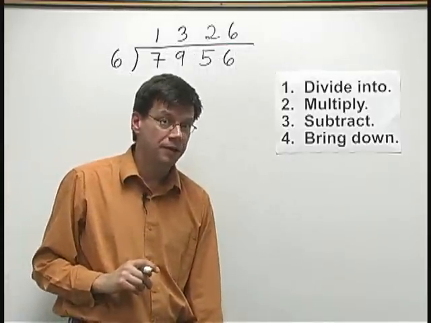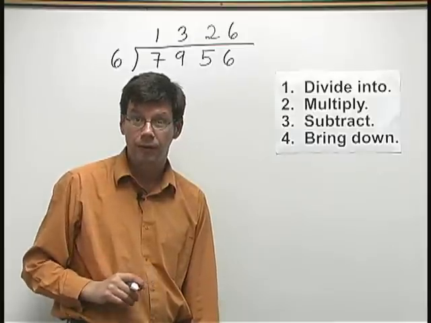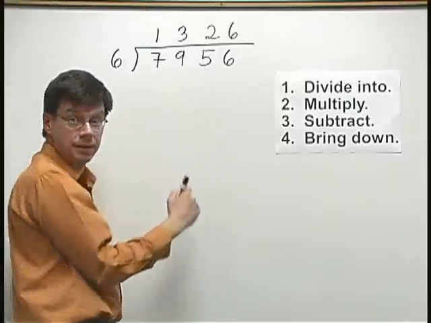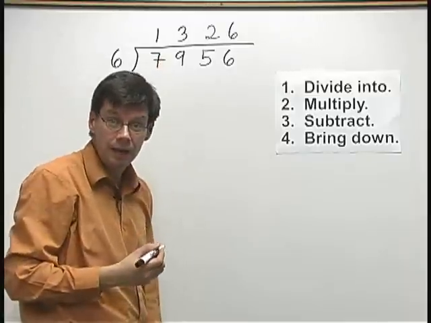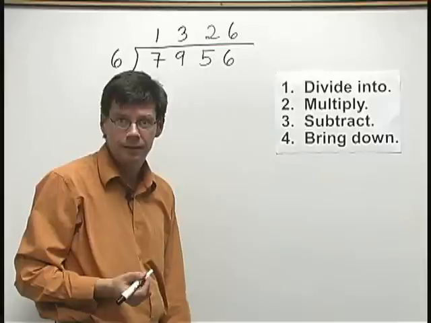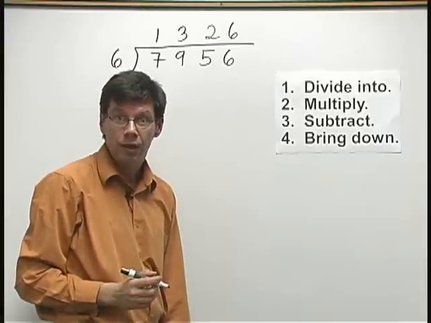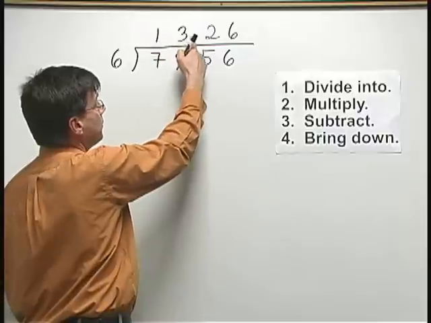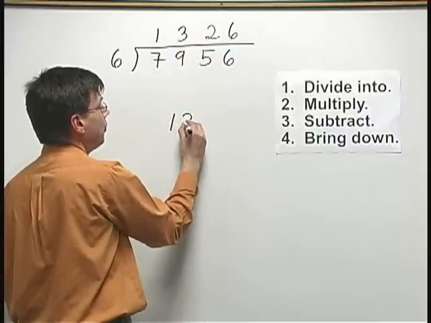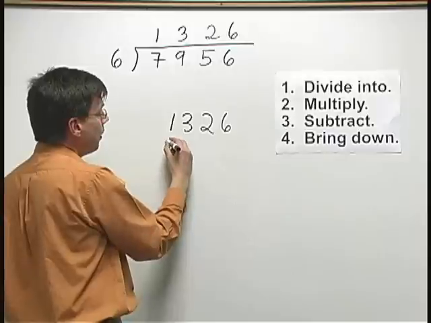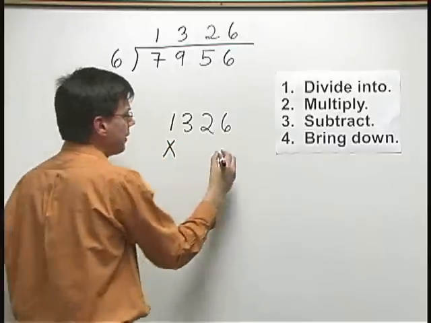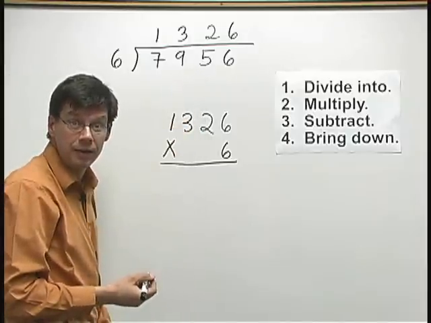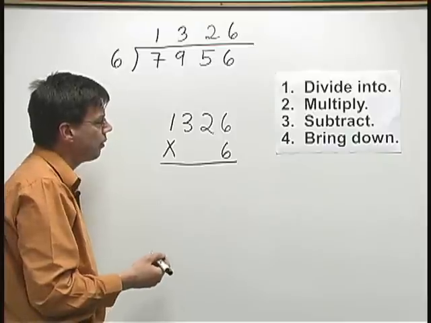Now before we move on to our next problem, I just want to say one more thing about the problem we just completed. Remember, we just took 7,956. We divided by 6, and we got the answer 1,326. You can always check your long division by multiplying. Let's go through and check our answer here. I take the answer to the long division, 1,326, and I multiply by the number in front, by the 6. I should end up with the number inside, 7,956. Let's go ahead and see if that's what we get.